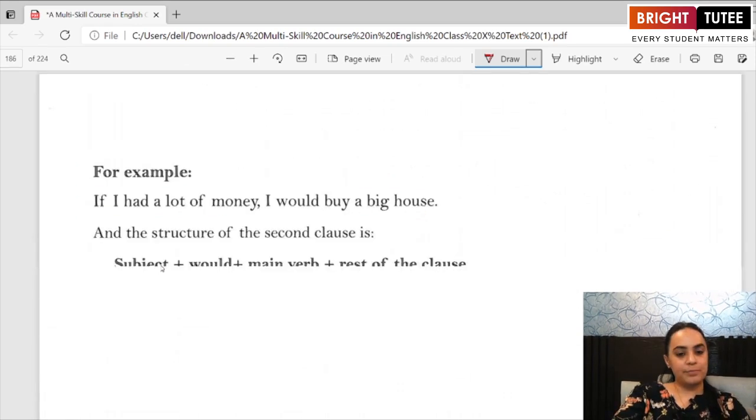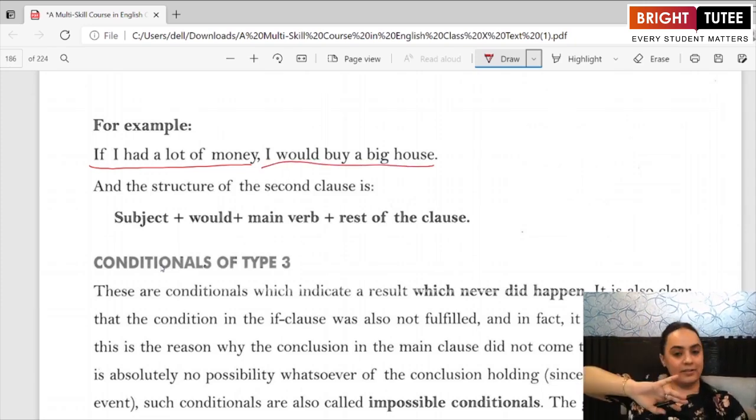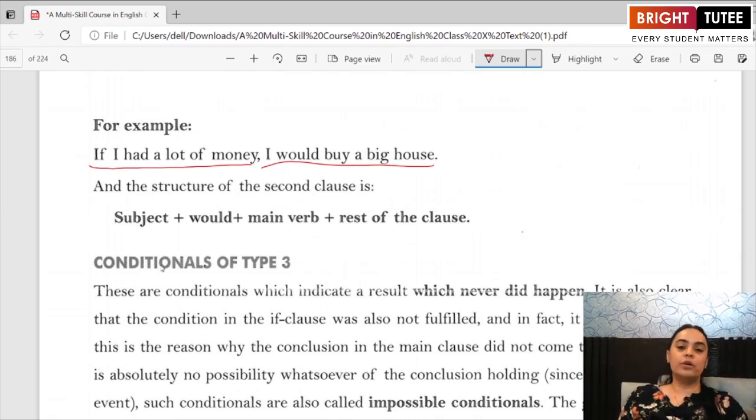For example, if I had a lot of money, I would buy a big house. If I had, so that means I do not have it. That is why it is written in the past: if I had so much money, I would buy a big house. If he had run fast, he would have won the race.